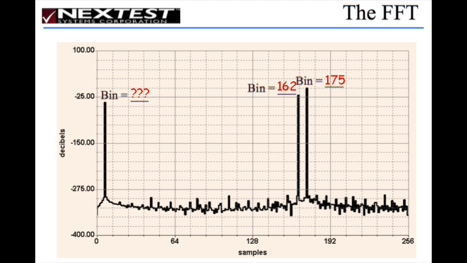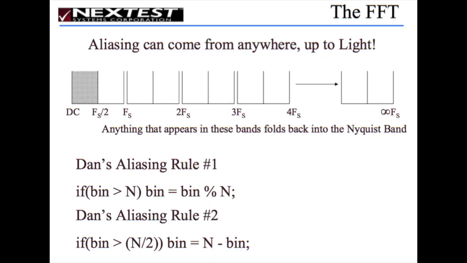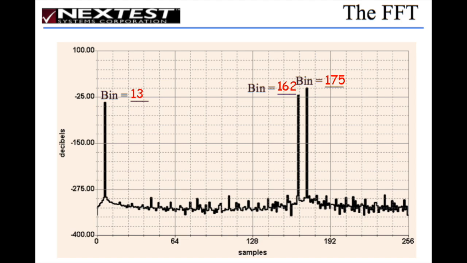Now where's the third harmonic? 175 times 3 is 525. 525 is greater than 512. So 525 modulo 512 is 13. So that guy down there at 13, that is the image of the third harmonic. He's actually bounced off of DC.